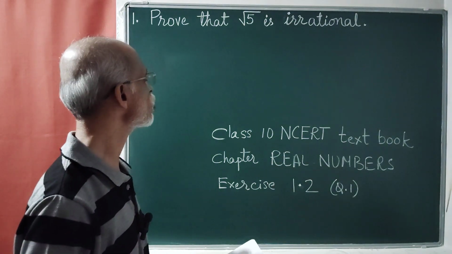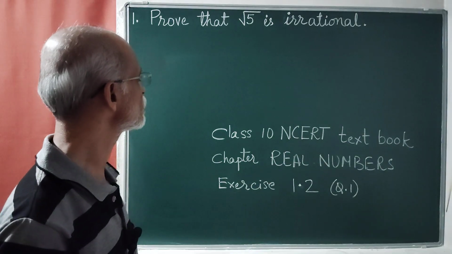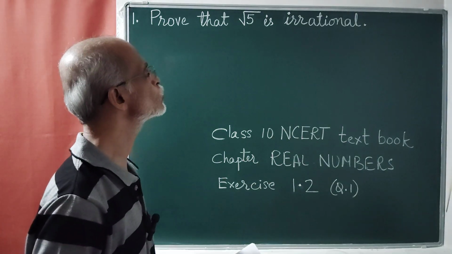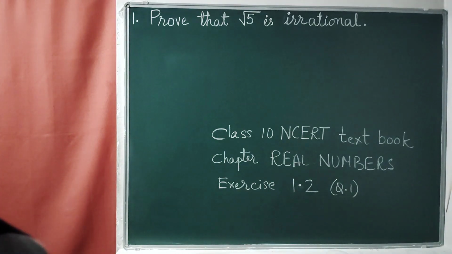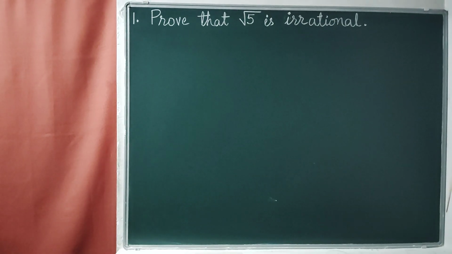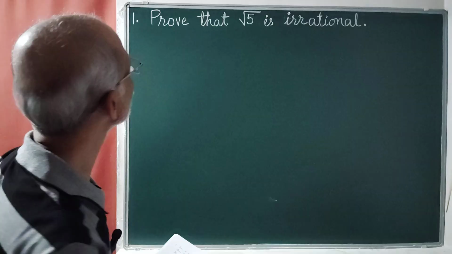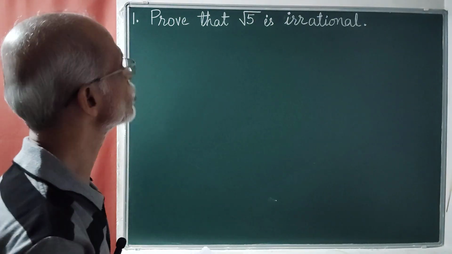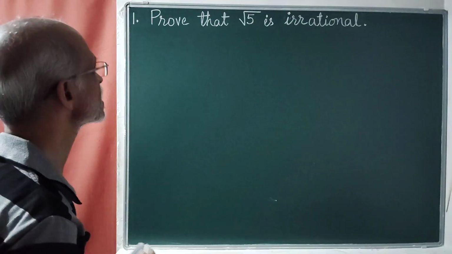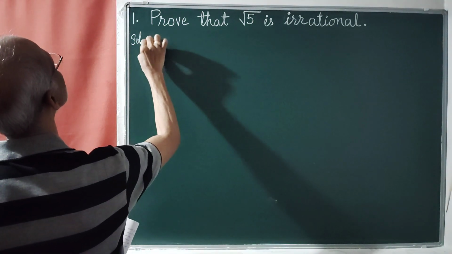In this class, we'll solve sums from class 10 NCERT textbook, chapter real numbers, exercise 1.2, question 1. The question is, prove that root 5 is irrational. You have to prove that root 5 is irrational. Let us see how to prove it.